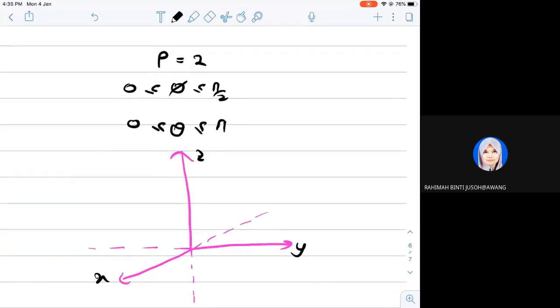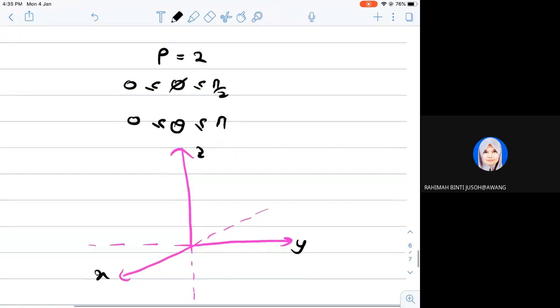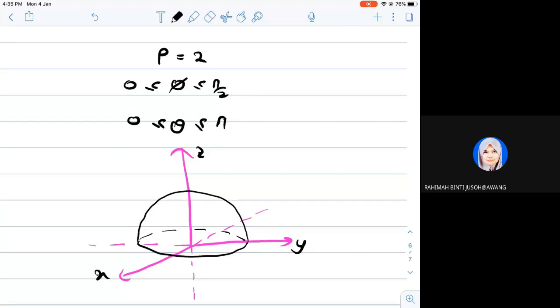What is the radius of this sphere, guys? 2. Yes, very good, it equals 2. So we have 2 here. Okay, that settles this part.